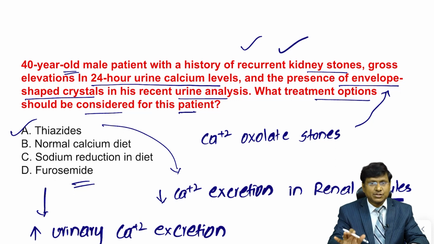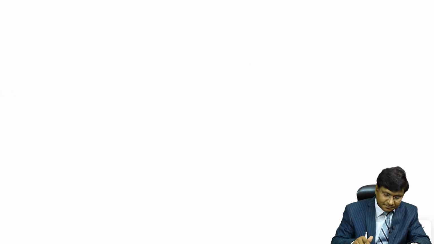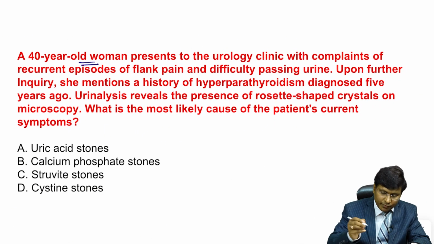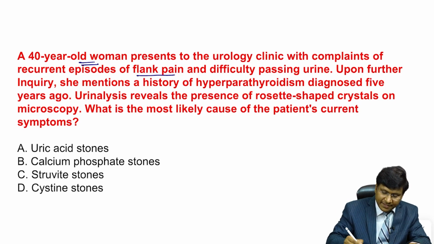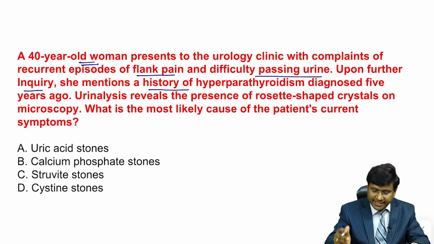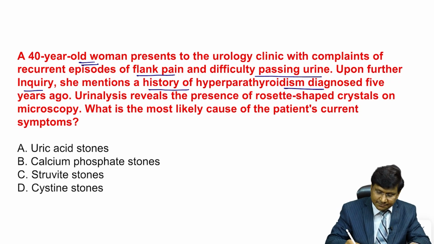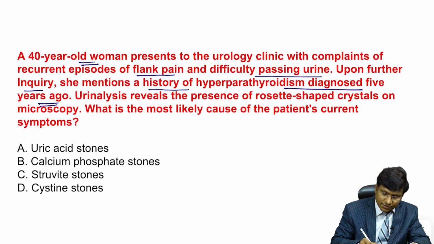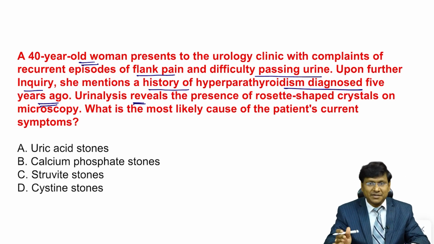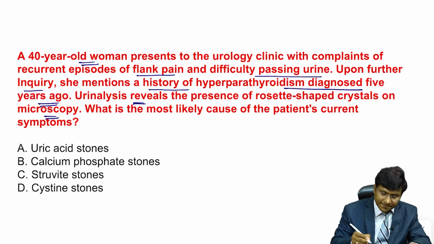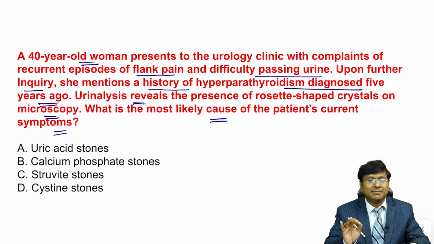All right. Next question. A 40-year-old woman presents to the urology clinic with complaints of recurrent episodes of flank pain and difficulty in passing urine. Upon further inquiry, she mentions a history of hyperparathyroidism, diagnosed 5 years ago. Urine analysis reveals the presence of rosette-shaped crystals on microscopy. What is the most likely cause of the patient's current symptomatology?